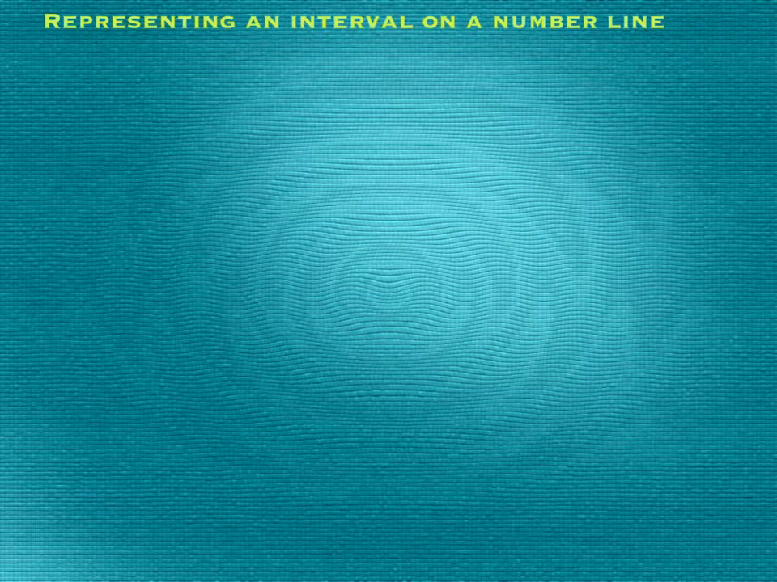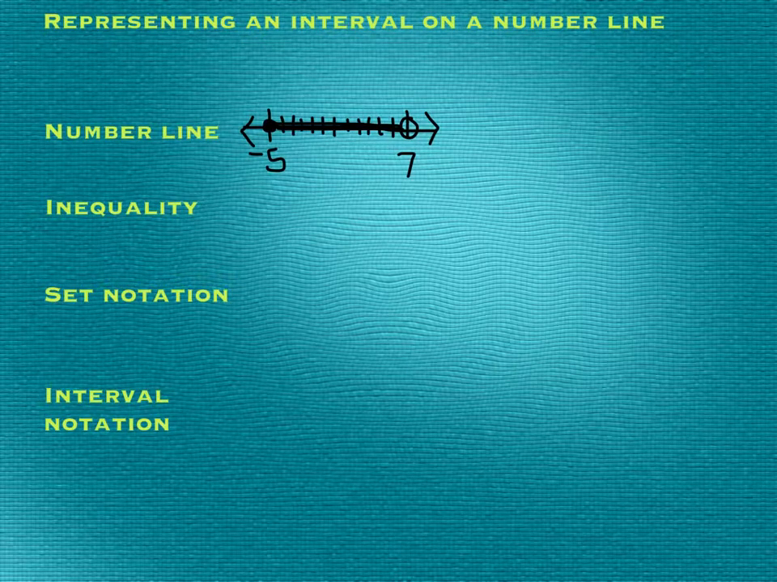Alright, so first we're going to review representing an interval on a number line, which we covered yesterday, but just to go over it again, let's make a table. Let's start with the number line. If I had this representation here with a -5, I've got a closed circle on my -5, and I have a 7 with an open circle, and everything shaded in between.